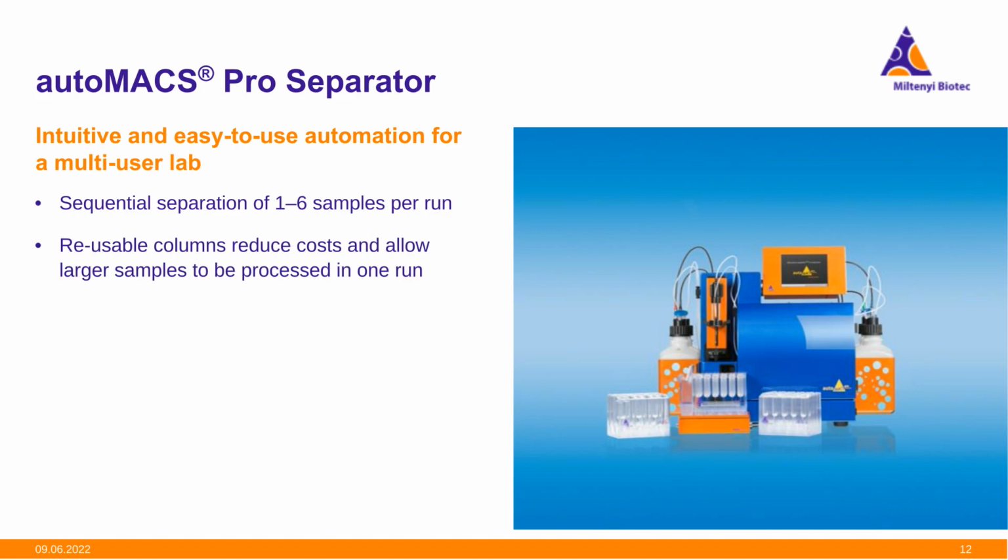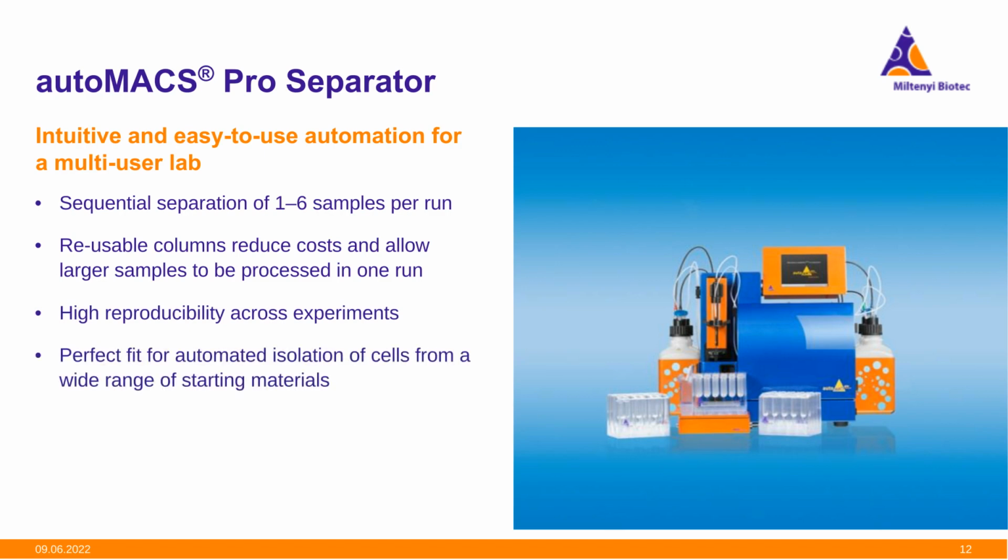One important feature is that you can reuse the columns. They last up to 2 weeks. So if you really run a lot of samples, and also larger samples, it's really faster and it really helps you reduce the costs on columns. It has high reproducibility across experiments and is a perfect fit for automated isolations from a wide range of starting materials. And most of our kits are compatible with the AutoMACS as well.